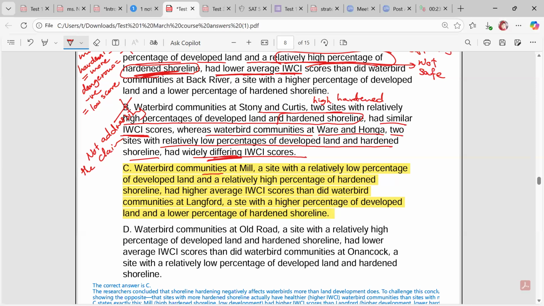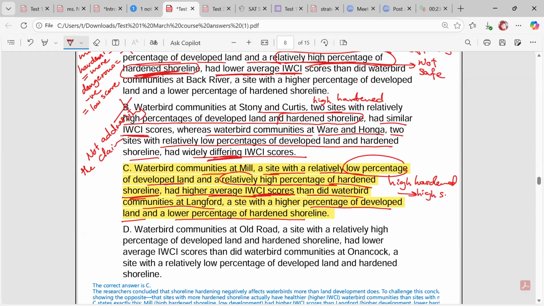Water bird communities at Mill, a site with a relatively low percentage of developed land and a high percentage of hardened shoreline, had higher average scores than did water bird communities at this one, which has a high percentage of developed land and a lower percentage of hardened shoreline. So high hardened structures, high scores of safety.